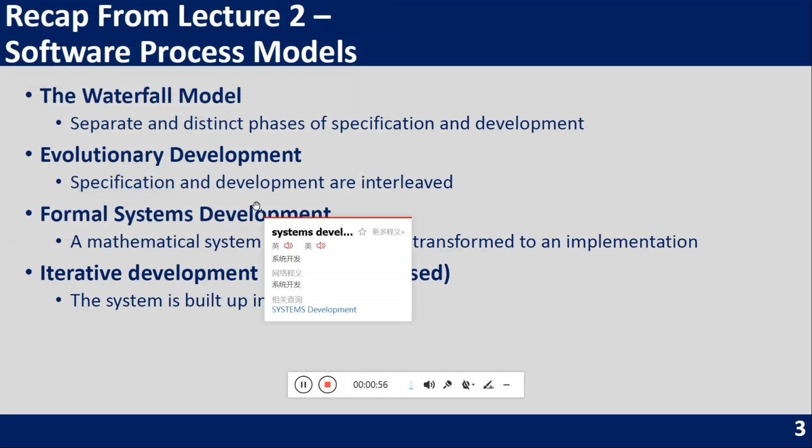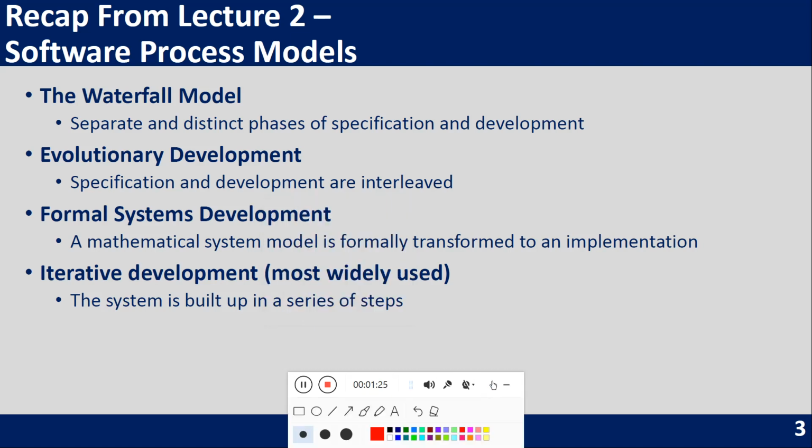because from my perspective, the evolutionary model is building more prototypes, and there are two kinds of ways to do the evolutionary development. If the customers know very well about their requirements, we can do the prototype throwaway, we can do the systems development.